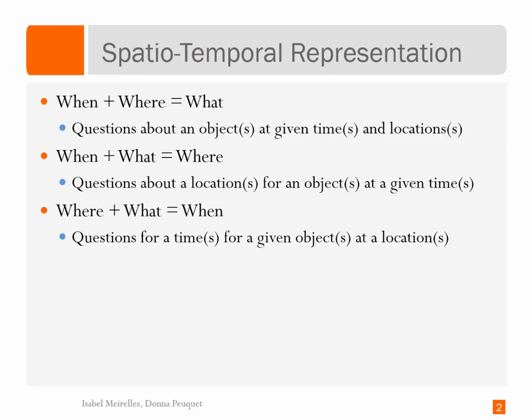And then the third type or iteration will be the combination of where and what, which will provide us when. So these help to answer questions for a particular time for a given object at a location. So again, that's answering when. So three different types of work we'll do here. Hopefully this simplifies those three types for us.